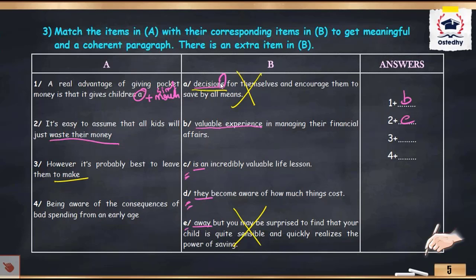So 3 goes with A. And we need to cross B because we have used it. Absolutely. Okay? Fine. Now we are in number 4. Being aware of the consequences of bad spending from an early age. All of that is a subject. So what do I need here?